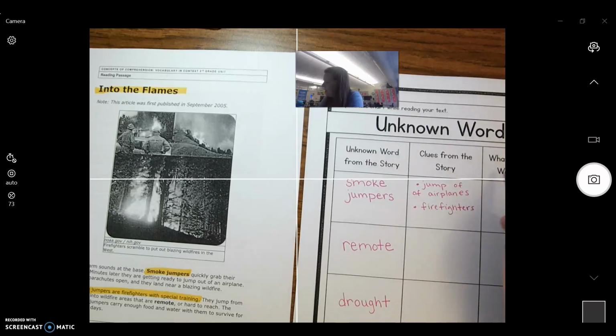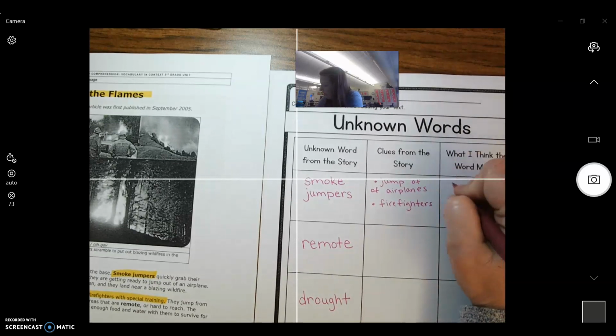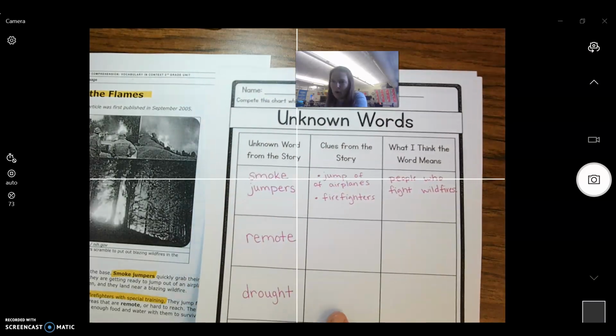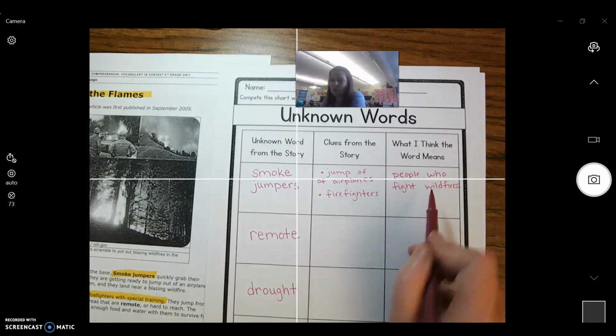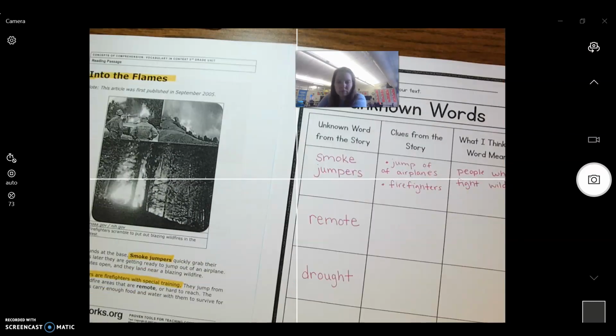Okay, so what do I think the word means? Well, it told us what it means, right? I think the word means people who fight or help put out wildfires. So basically, they're firefighters with superpowers, if you want to know what I think. So people who fight wildfires. So pause your video and get these 2 blocks filled out.